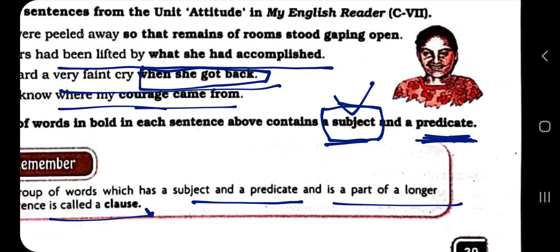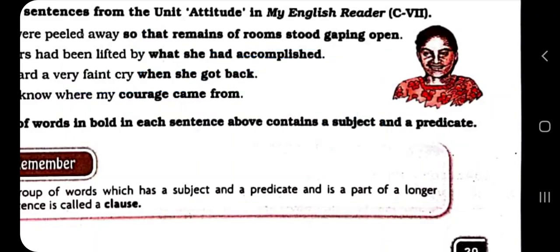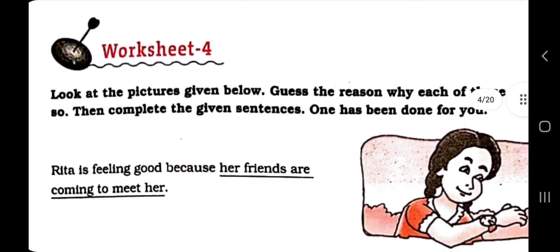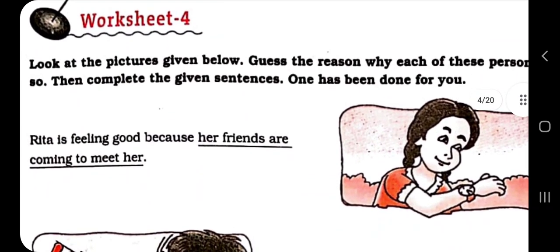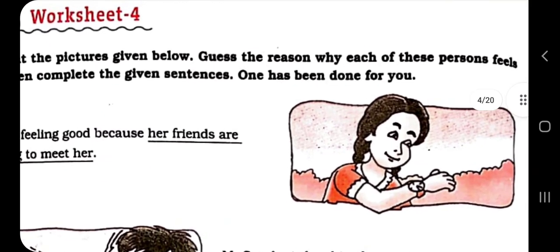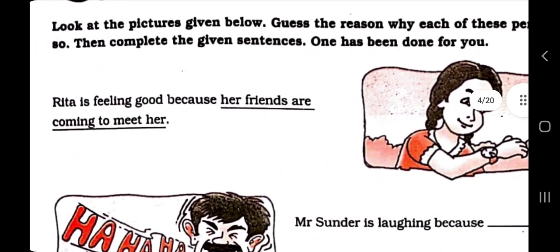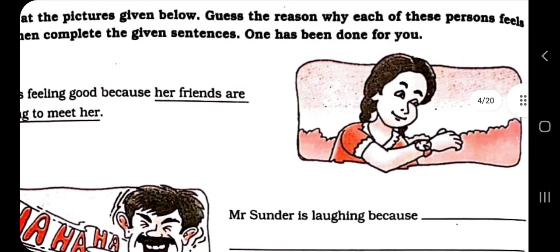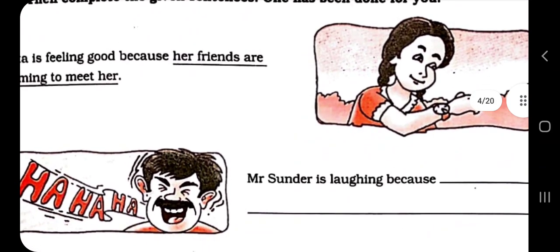The bold part of the sentence, both have subject and predicate, that is, subject and verb. Let's move to the next part, worksheet 4. Look at the pictures given below. Guess the reason why each of these persons feels so, then complete the given sentences. One has been done for you.